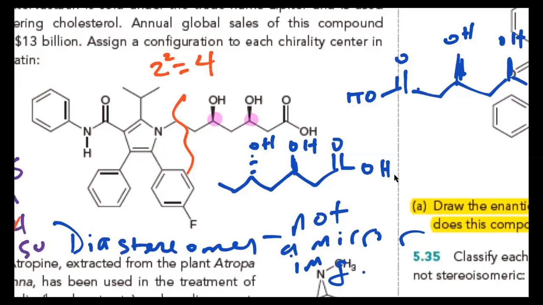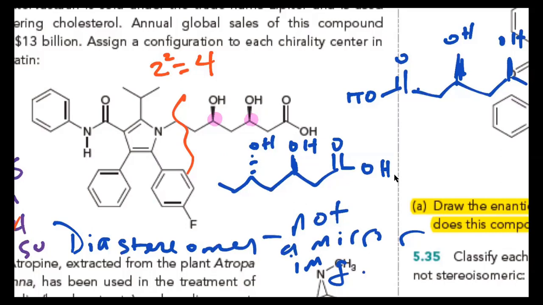So you see how right here we got 2 chiral centers, right? So that means we got 4 stereoisomers. If I only had 1 chiral center, 2 to the n would just be 2, wouldn't it? So I would just have 2 stereoisomers, which would be the original and the mirror image. But the minute I add in more chiral centers, then I introduce the potential for more stereoisomers. Does that make sense?